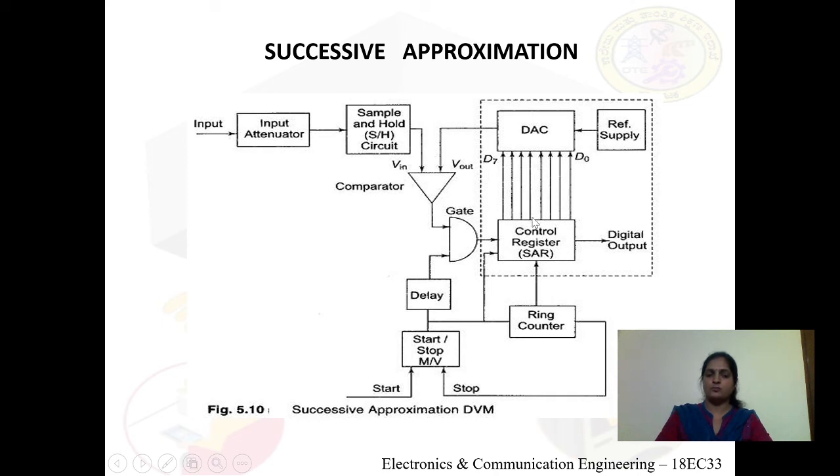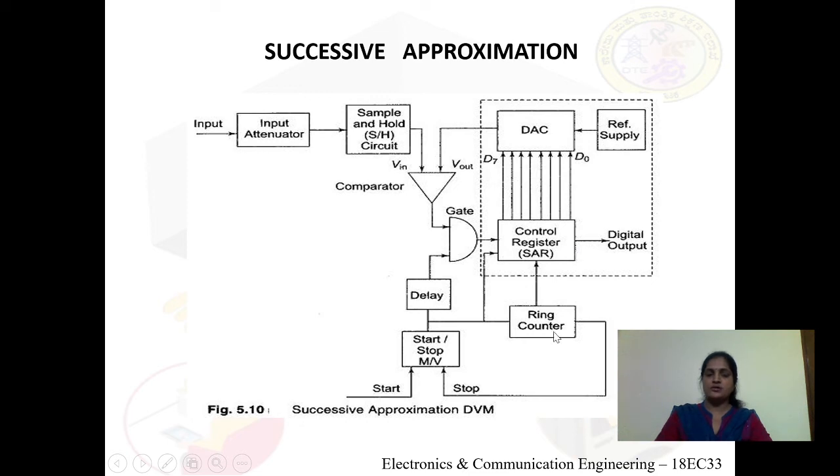At the first clock pulse, the control circuit sets the D7 bit to 1 and the output will be half of the reference value. Now the SAR is loaded with 1 followed by 7 zeros, that is 1 0 0 0 0 0 0 0. If Vout is greater than Vin, the output of the comparator will be negative. Now the SAR will clear the MSB bit.